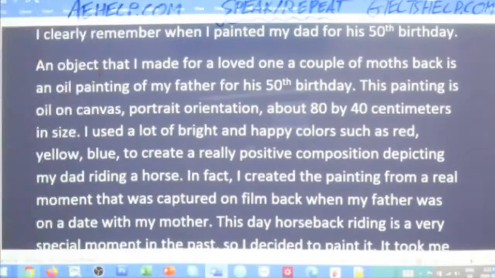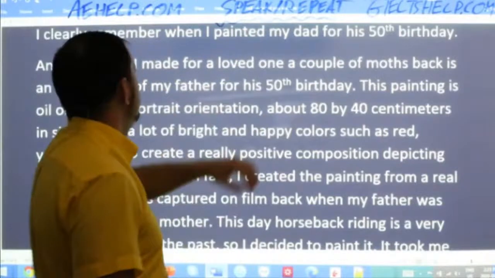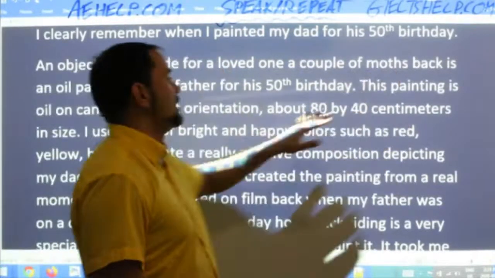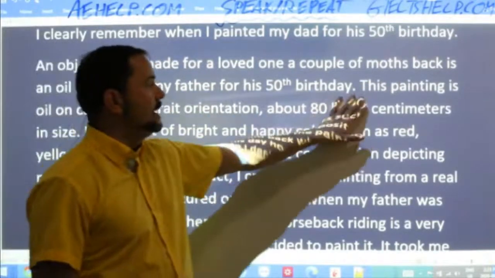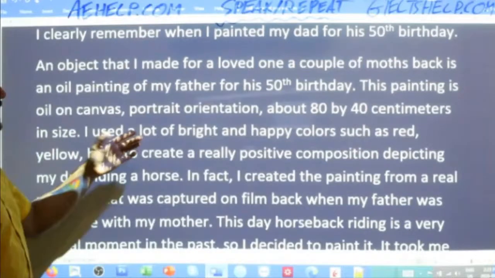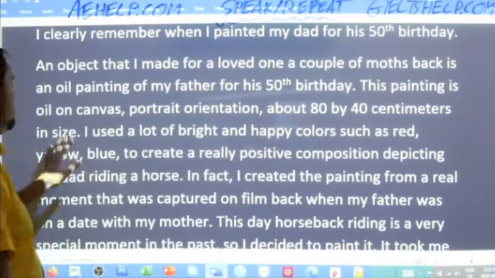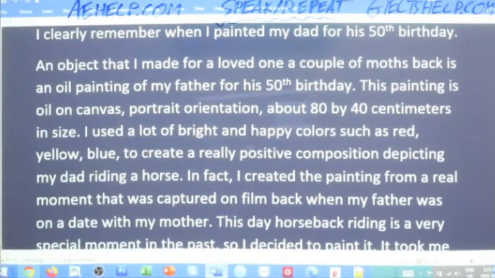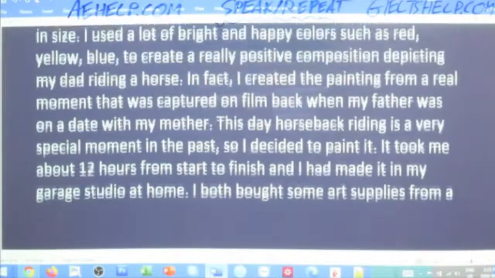From the top, everyone, again, remember this is a speaking class, so speak and repeat. Okay, so an object that I made for a loved one a couple of months back is an oil painting of my father for his 50th birthday. This painting is oil on canvas, portrait orientation, about 80 by 40 centimeters in size. I used a lot of bright and happy colors, such as red, yellow, blue, to create a really positive composition depicting my dad riding a horse.